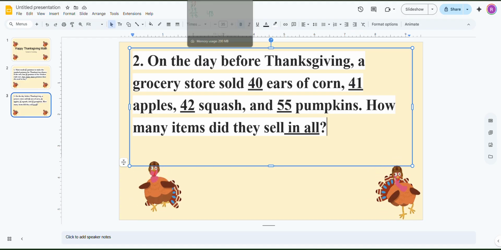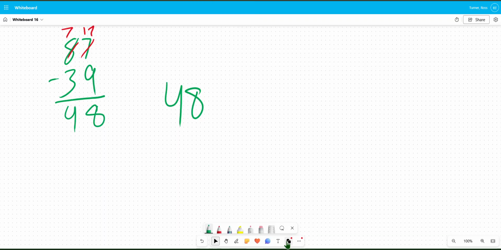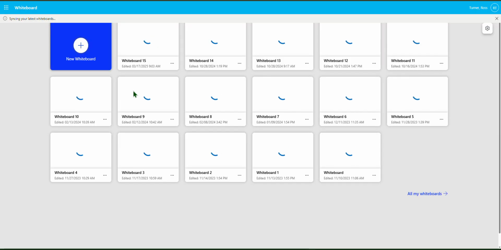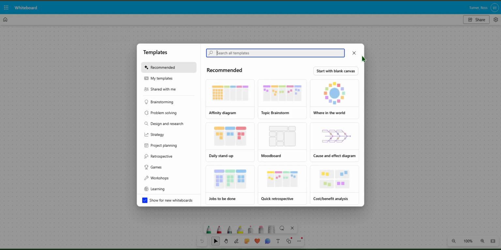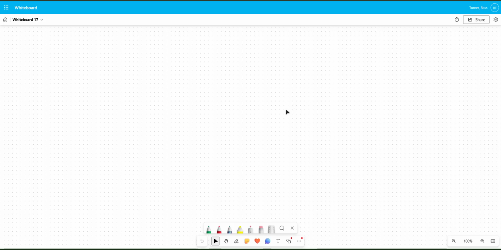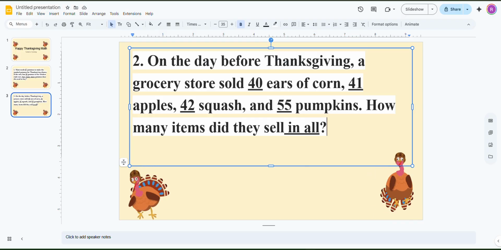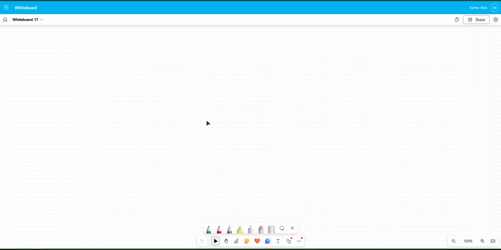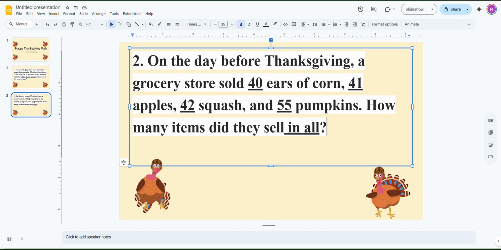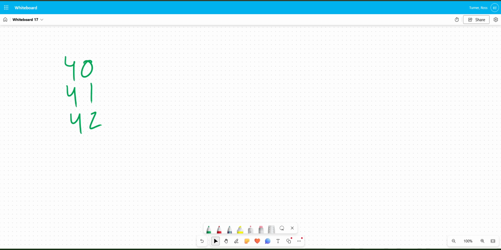Now I'm going to be jumping back and forth. And if I wanted to, I could delete this, but there's another way of looking at this. I can go home. I can do a new whiteboard and exit out. And now I'm set up from scratch. So I've got 40, 41, 42 I think I saw. Let's make sure. Yep, and 55.